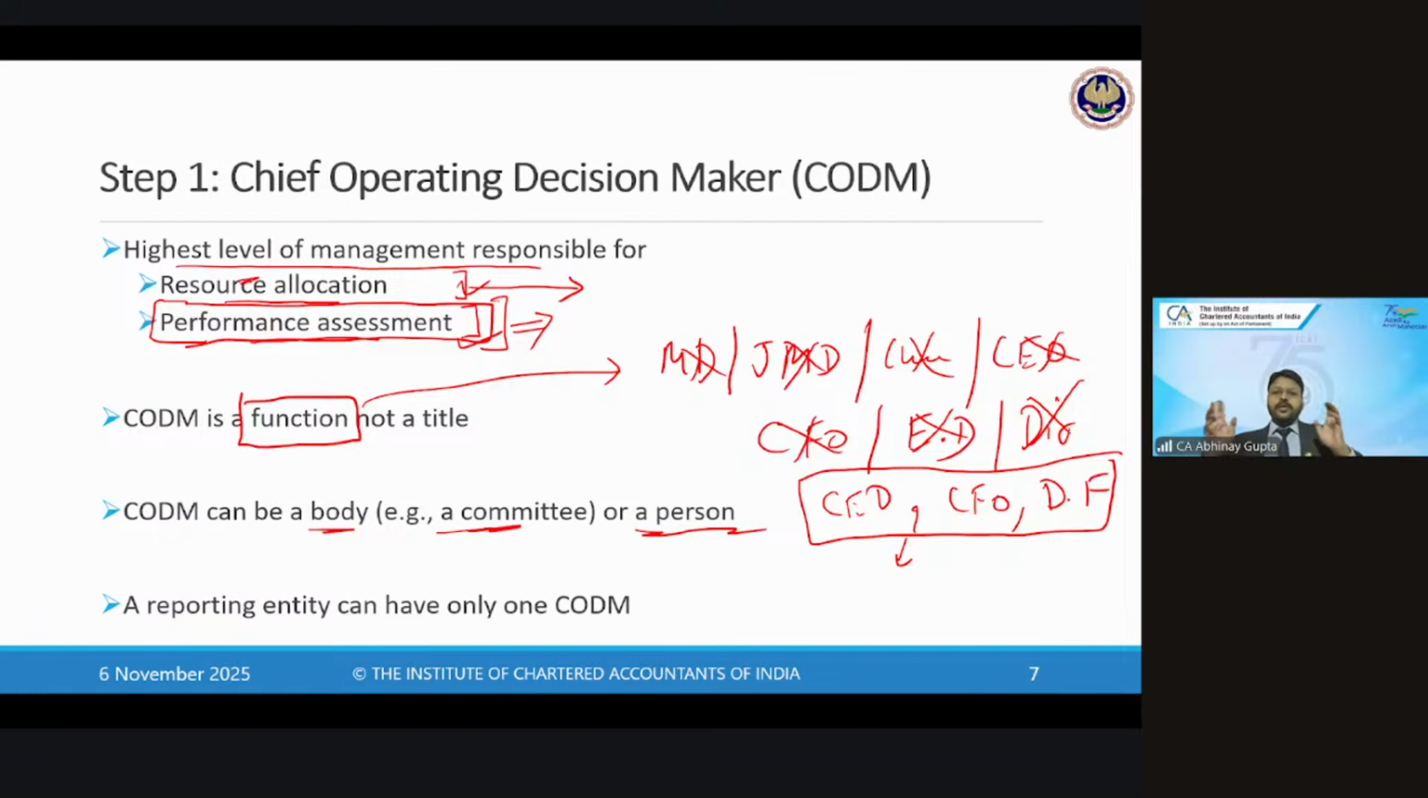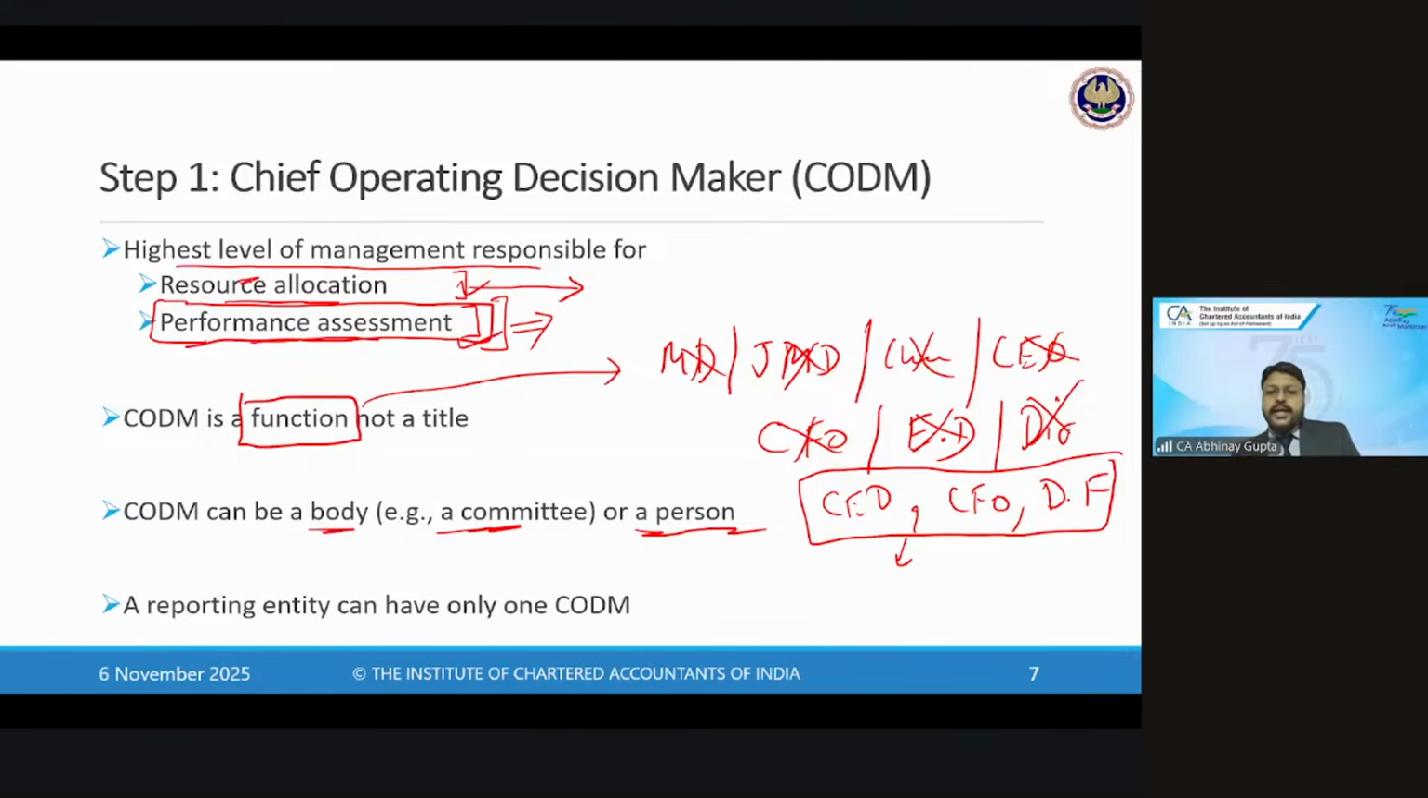Now we are not looking independently at the CEO or CFO or DF. We will ask for the resolutions or meeting minutes of this committee. Please share those minutes of meeting, and from those minutes we will investigate to which business segments they are going to allocate the resources and which business segments they are actually reviewing. On that basis, we will understand the operating segments of the company which the company focuses upon.